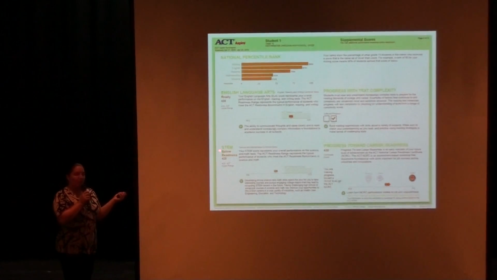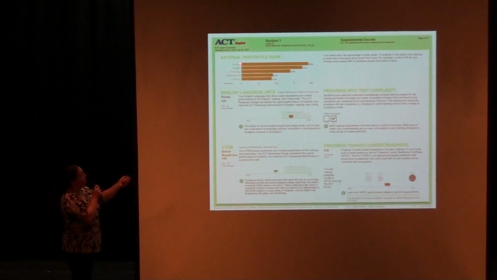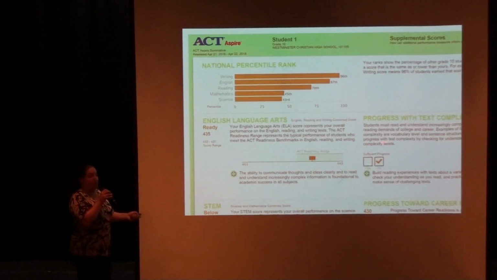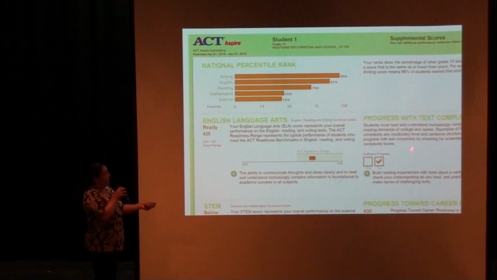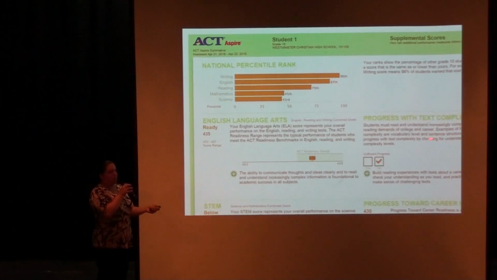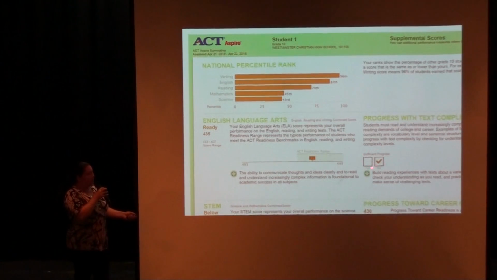So again, going back to what we mentioned about the percentile ranking, they rank them in your child's order of strength to weakness at the top. So this particular child scored 96 percentile in writing, English, and so on and so forth. Now, one of the things that you might have, and not necessarily everyone does, they get confused when they're looking at these two sections. You have your English language arts, and then you have your progress with text complexity. This particular student is ready when it comes to their English language arts score. He's within the range. However, when you look to this side, it states that he doesn't demonstrate sufficient progress when it comes to text complexity.